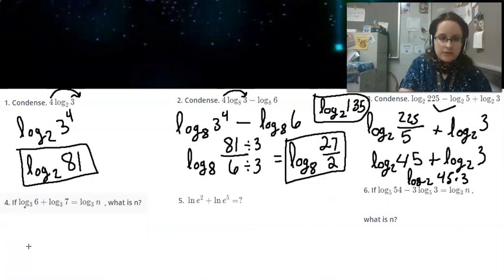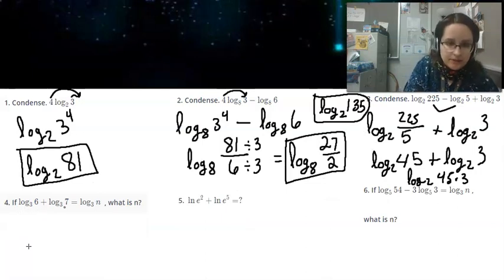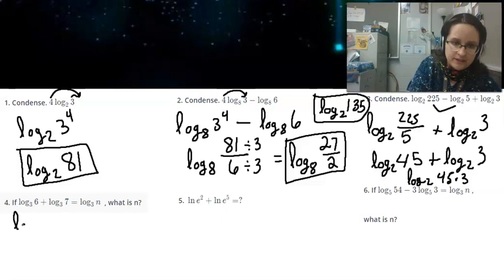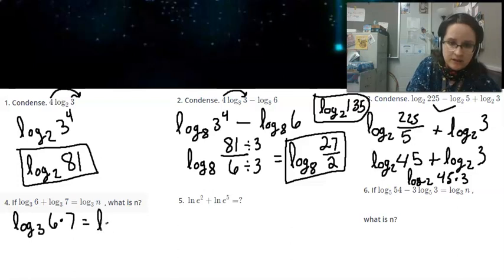Number 4, if log 3 of 6 plus log 3 of 7 equals log 3 of n, what is n? So we're adding the logarithms together, so you're going to multiply the two arguments, the 6 and the 7. It'd be log 3 of 6 times 7. That's going to equal log base 3 of 42. So n equals 42 in this case.